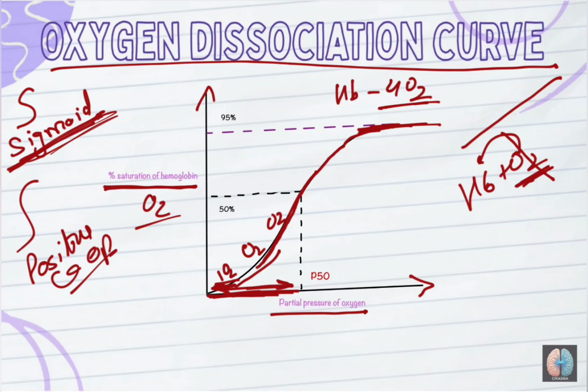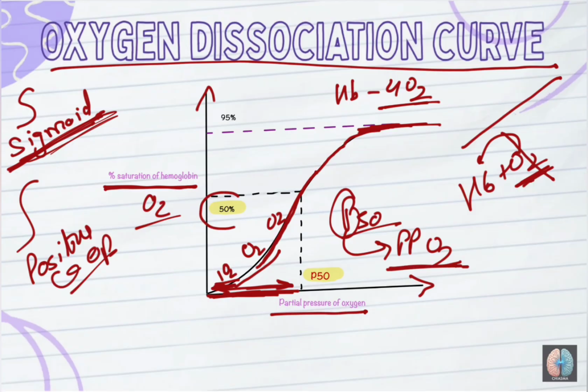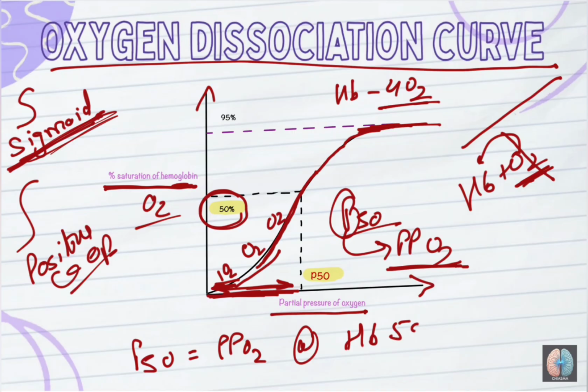Okay, now we have another thing written here, P50 and 50%. So what is this P50 thingy? P is the partial pressure of what? We are talking about oxygen, right? So partial pressure of oxygen. It is the partial pressure of oxygen at which hemoglobin is 50% saturated.